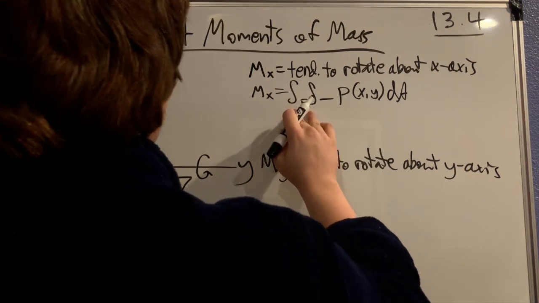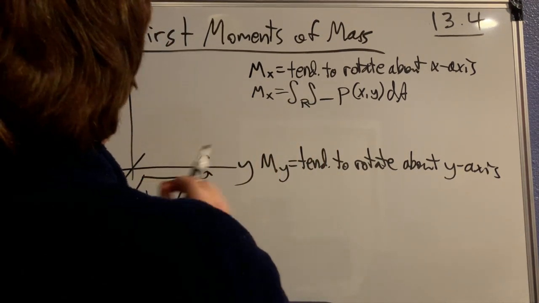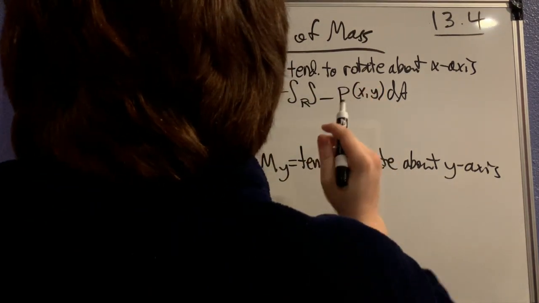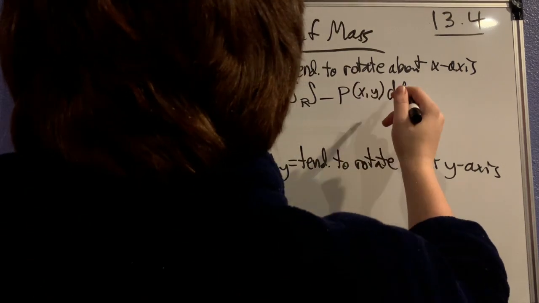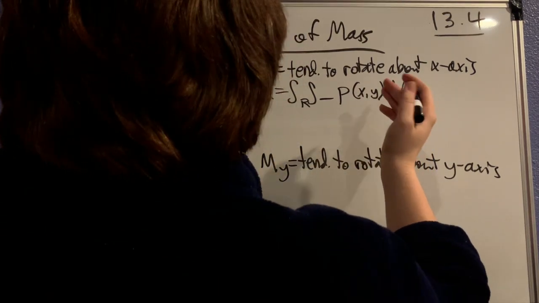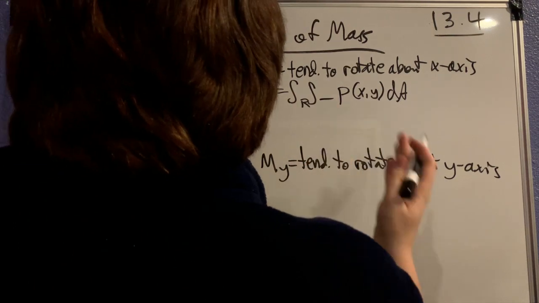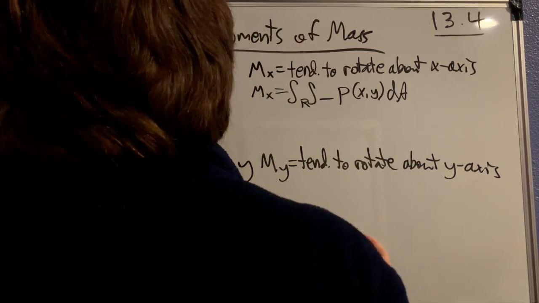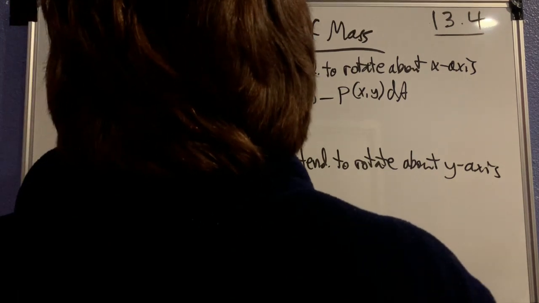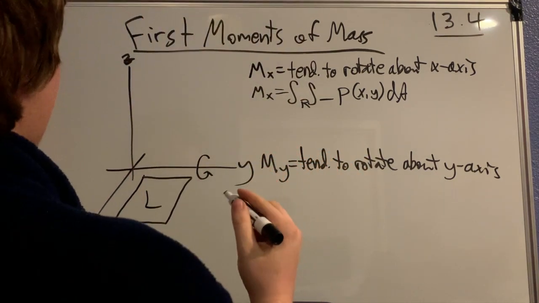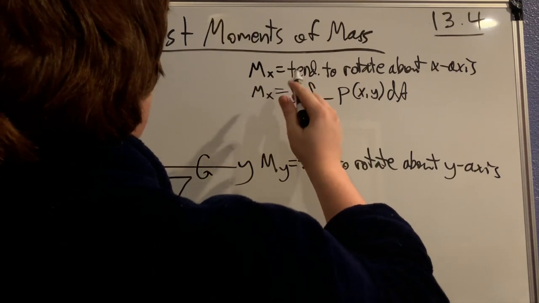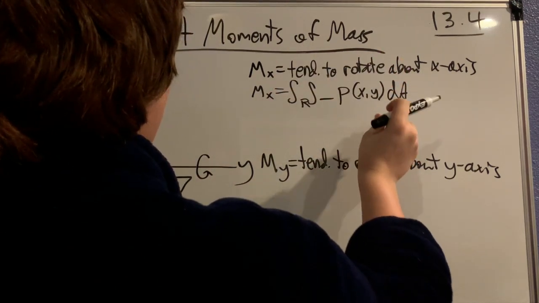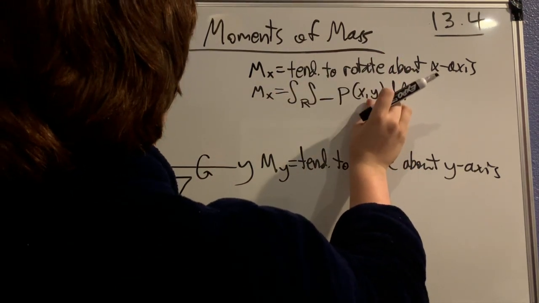You have the double integral over the region R, you have the rho function, which represents density, and you have the area function, or the area, dA, which could be dx dy or dy dx, depending on which one is easier or which one you choose to do. Now, remember that the moment of mass with respect to x is the tendency to rotate about the x-axis. So you have your mass density function right here.